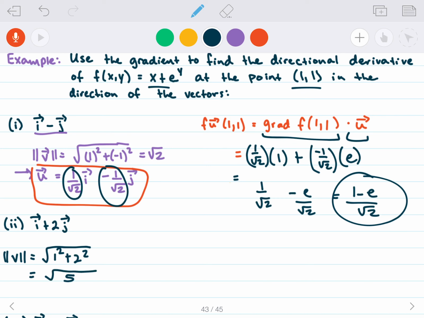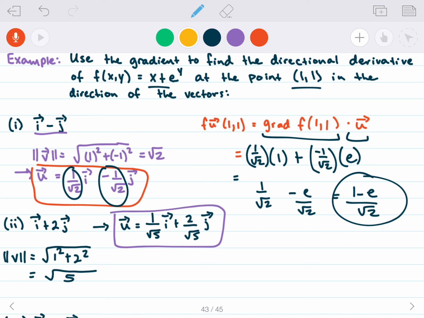Now that I have that, I can divide each component by root 5 to get a unit vector. So my unit vector is going to be 1 over root 5 i plus 2 over root 5 j. So I just took my original vector and divided each component by the magnitude to get my unit vector. So I'm going to take this and put it in my pocket, and then I'm going to find the gradient.